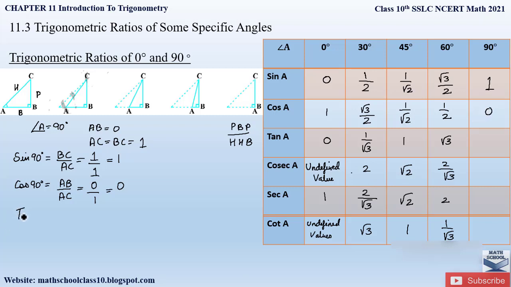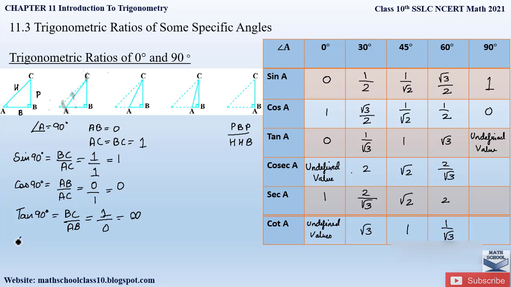Now let us find out tan 90 degrees. What is tan defined by? Perpendicular by base. Here perpendicular is BC and the base is AB. So BC value is 1 and AB value is 0. So 1 by 0 is nothing but the undefined value. So we will write here undefined value, or it is infinity.